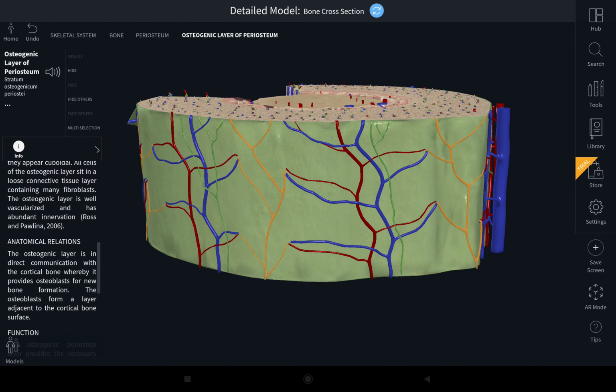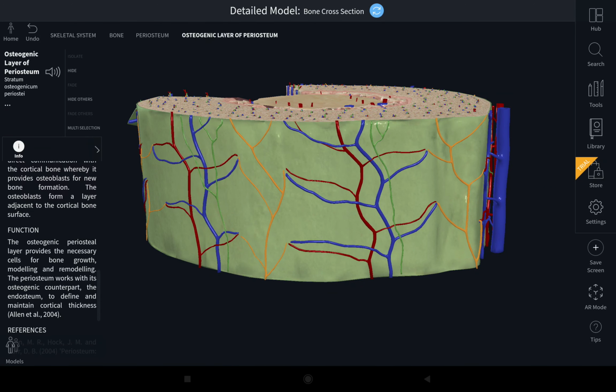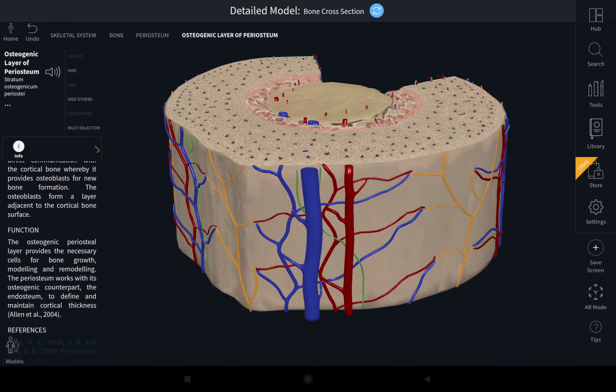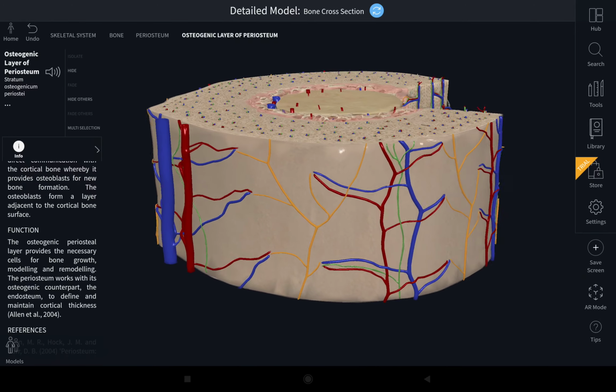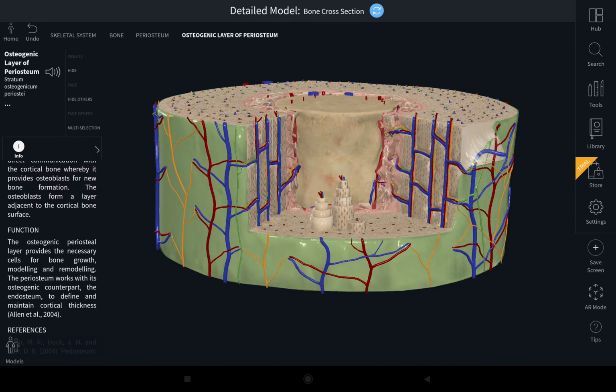Anatomical relation: the osteogenic layer is in direct communication with the cortical bone, whereby it provides osteoblasts for new bone formation. The osteoblasts form a layer adjacent to the cortical bone surface. Function: the osteogenic periosteal layer provides the necessary cells for bone growth, modeling, and remodeling. The periosteum works with its osteogenic counterpart, the endosteum, to define and maintain cortical thickness.